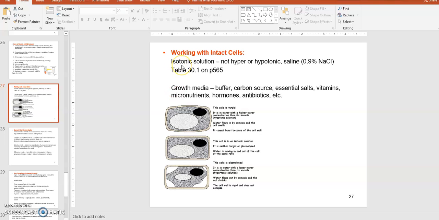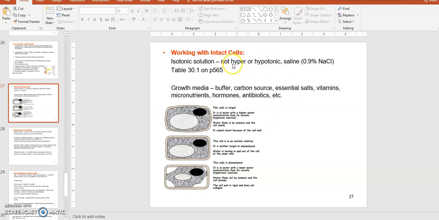Of course, in the solution that will keep your cells, you need to provide a certain amount of salt, sodium chloride. You're probably familiar with these terms: hypertonic solution, hypotonic solution, or isotonic solution. Remember those terms? Isotonic, hypotonic solution, or hypertonic solution. If you expose a living cell under any of those three conditions, what's going to happen?